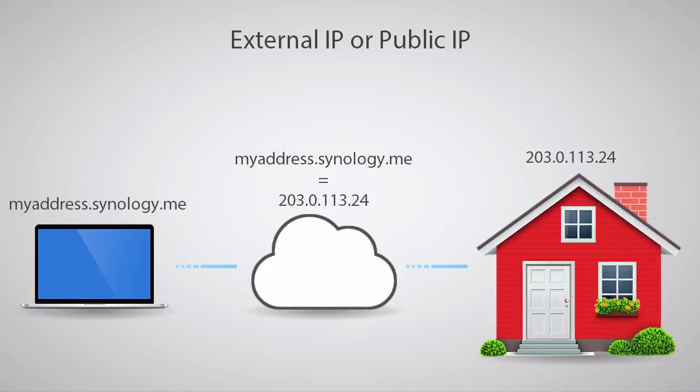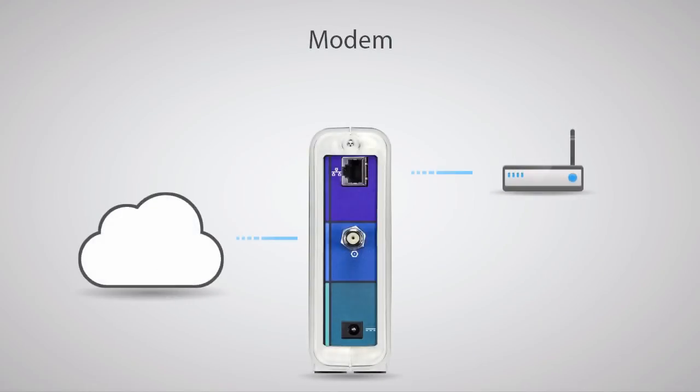In this example, we see Synology's free DDNS service being used to provide a Synology.me subdomain. This means instead of having to remember 203.0.113.24 when trying to reach the Synology NAS at home, we can instead use myaddress.synology.me. The reason DDNS, also known as Dynamic Domain Name Service, is important for home networks is that oftentimes the IP provided by your Internet service provider will change periodically. Using the DDNS service on your NAS will ensure that even if the IP address changes, your Synology.me address will always reach your network.